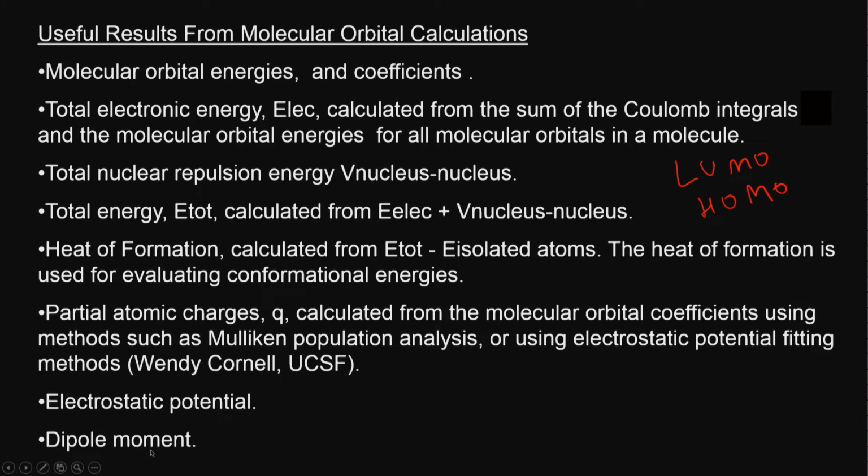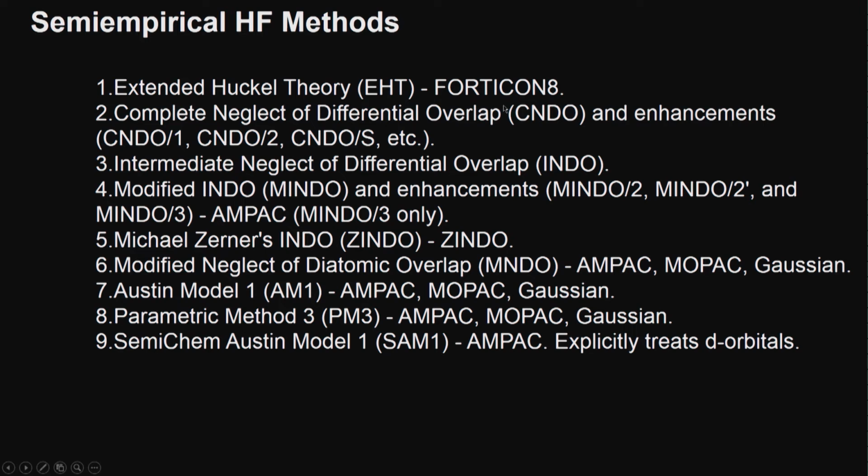Dipole moment, okay. So, what is the dipole moment? We cannot use molecular mechanics; we need semi-empirical methods to calculate dipole moment. There are many semi-empirical methods: extended Hückel theory, complete neglect of differential overlap, called CNDO, CNDO/1, CNDO/2, CNDO/S, intermediate neglect of differential overlap INDO, modified INDO, enhanced INDO, MINDO/2, MINDO/2-3, AMPAC, and Michael Zerner's INDO, that is called ZINDO.